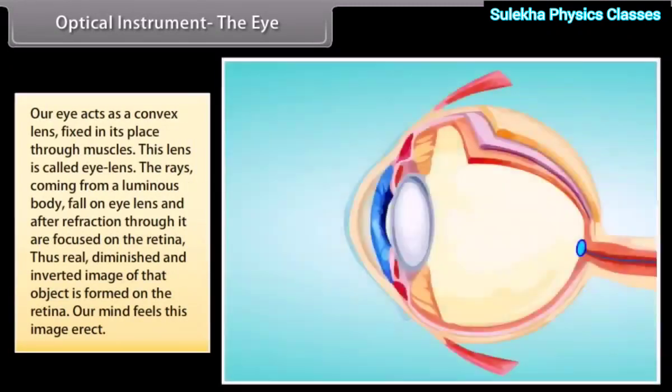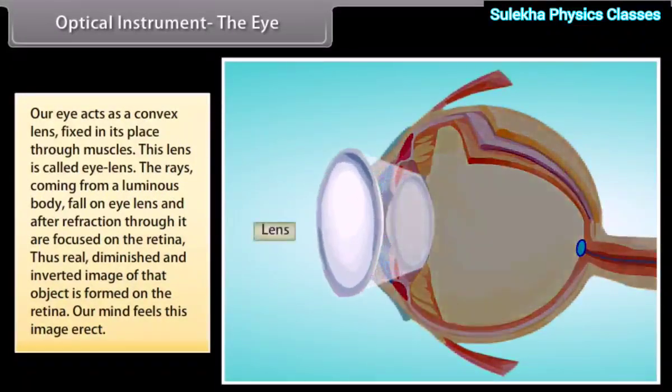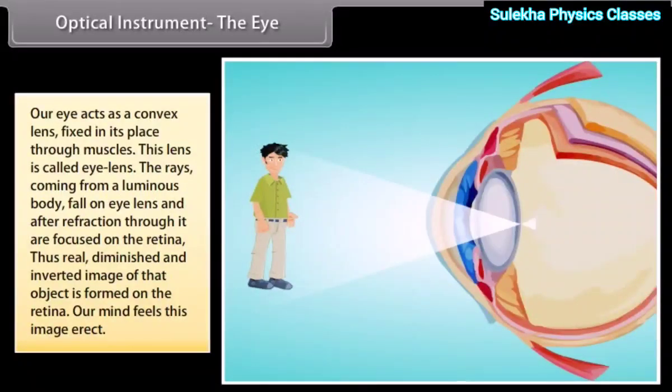Optical instrument, the eye. Our eye acts as a convex lens fixed in its place by muscles. This lens is called the eye lens. The rays coming from a luminous body fall on the eye lens and after refraction through it are focused on the retina. Thus, a real, diminished and inverted image of the object is formed on the retina. Our mind feels this image erect.